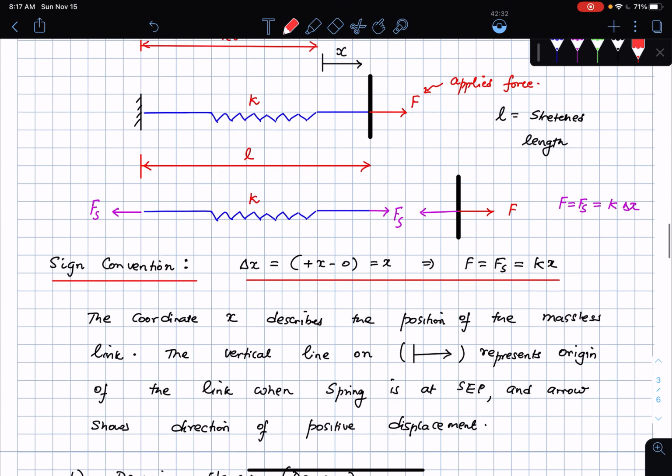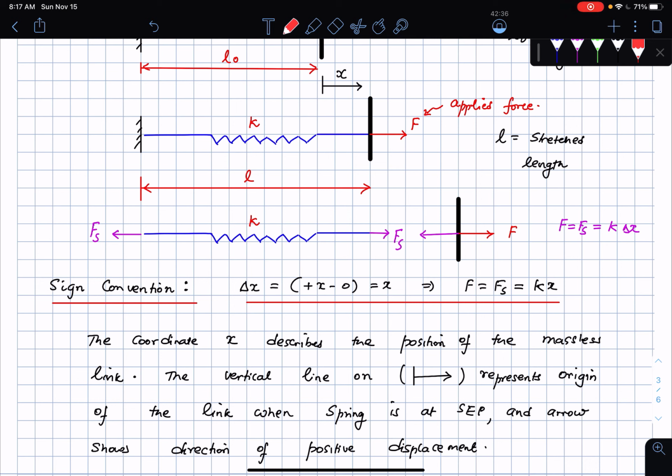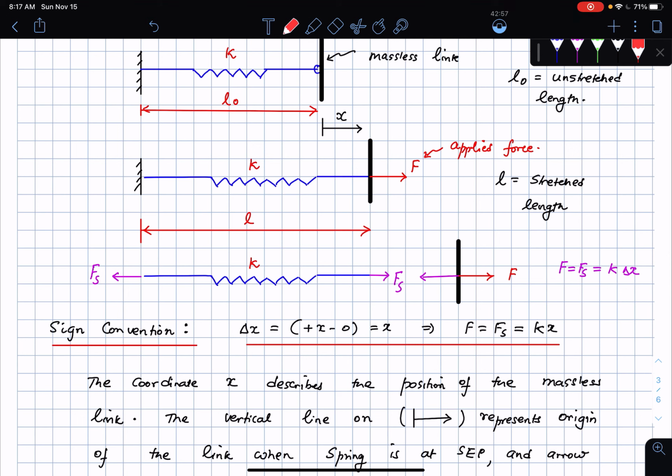There is a sign convention that I use here, and I want to dwell on this a little bit. The vertical line that you see here is considered the origin, which means that the system is at the static equilibrium position at that physical location. The positive sign convention says that if this link is displaced to the right, it is given a positive displacement value. If the link is displaced to the left, it is given a negative displacement value. And depending on whether the link is displaced to the right or the left, the spring is going to be either in tension or in compression.